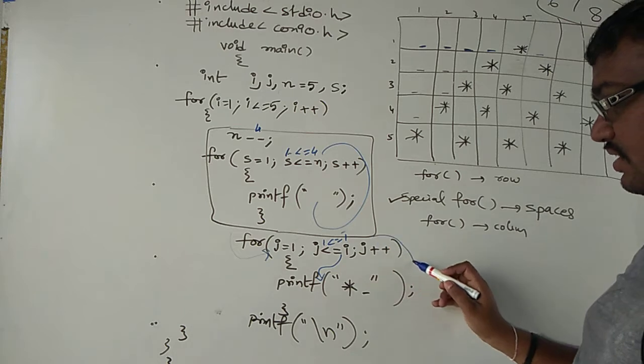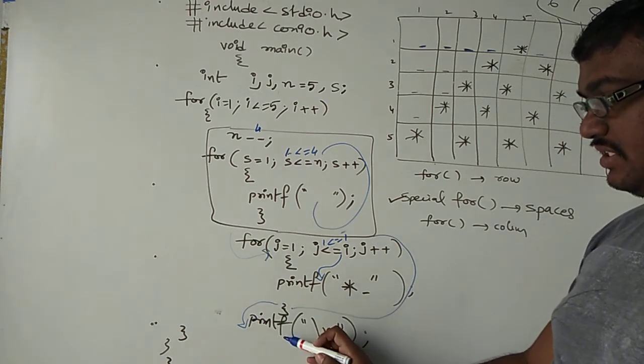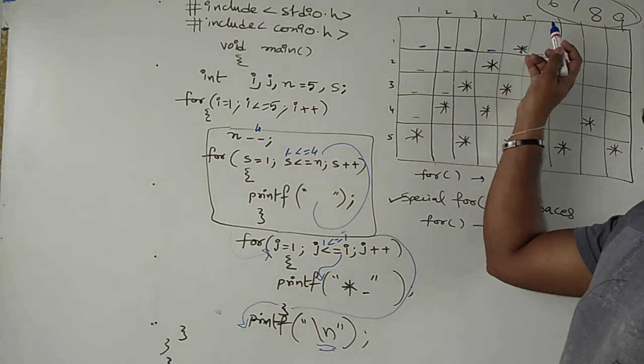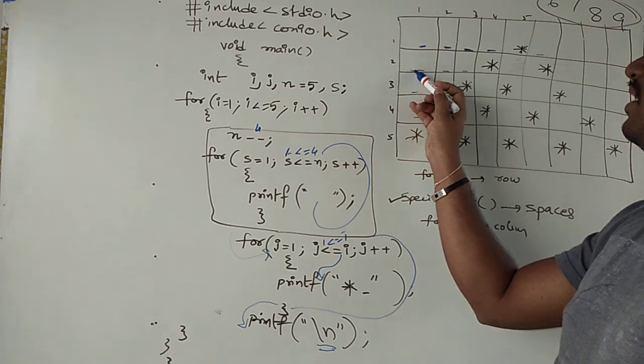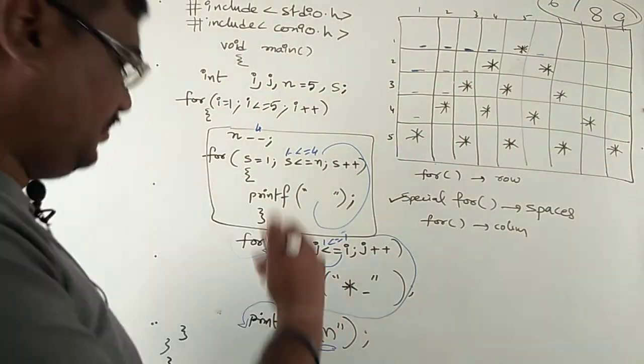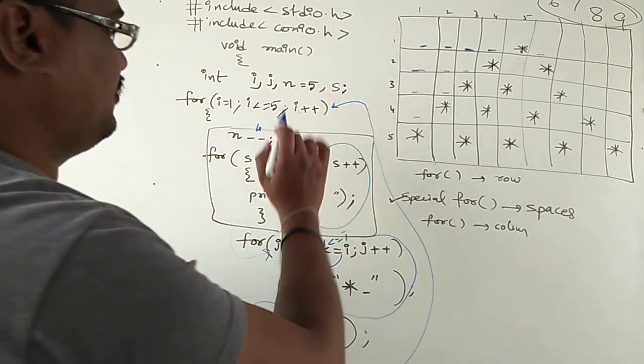After finishing this for loop, the control goes to the printf statement. It contains the \n, which means the cursor goes to the next line and blinks there. I continue the same process. The control comes back to the outer for loop.